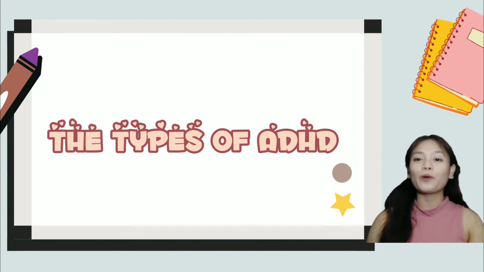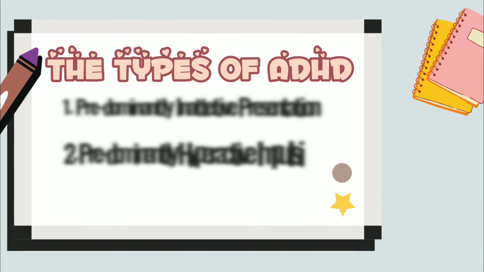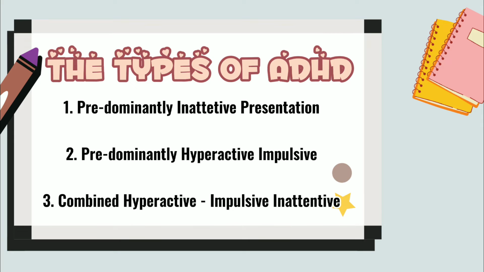These are the types of ADHD. The first type is predominantly inattentive presentation. The second, predominantly hyperactive-impulsive. And the third, combined hyperactive, impulsive, and inattentive.